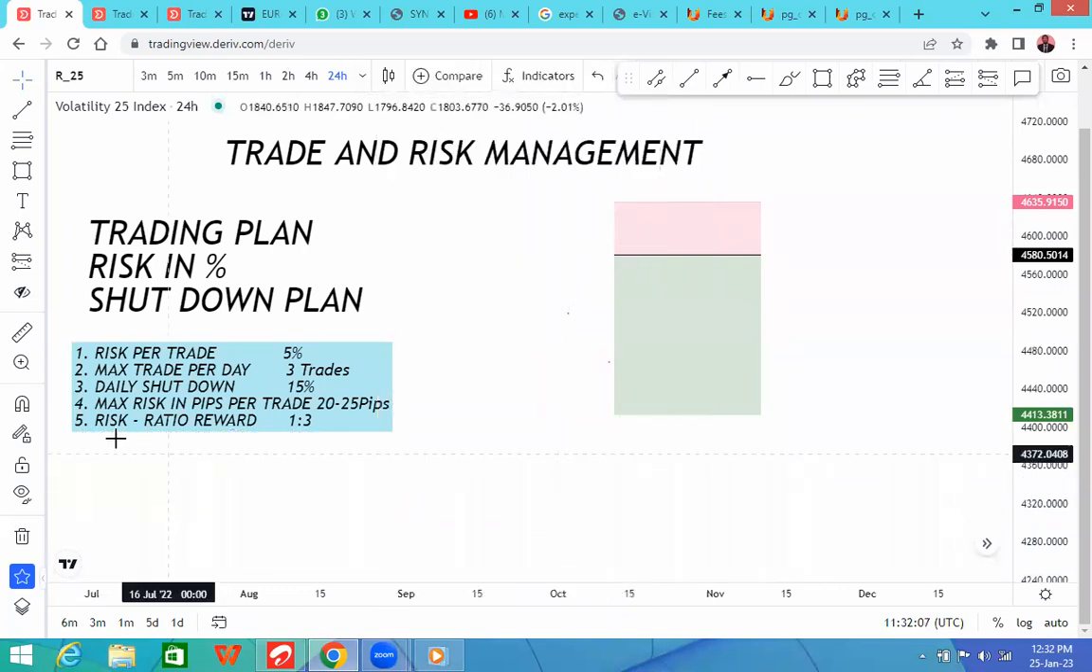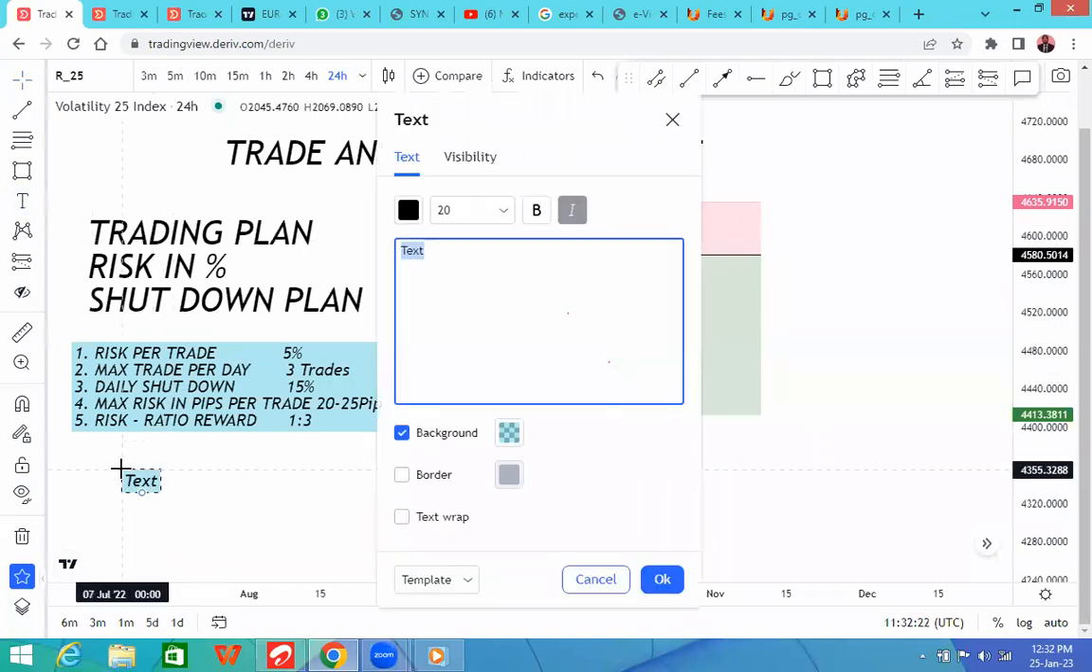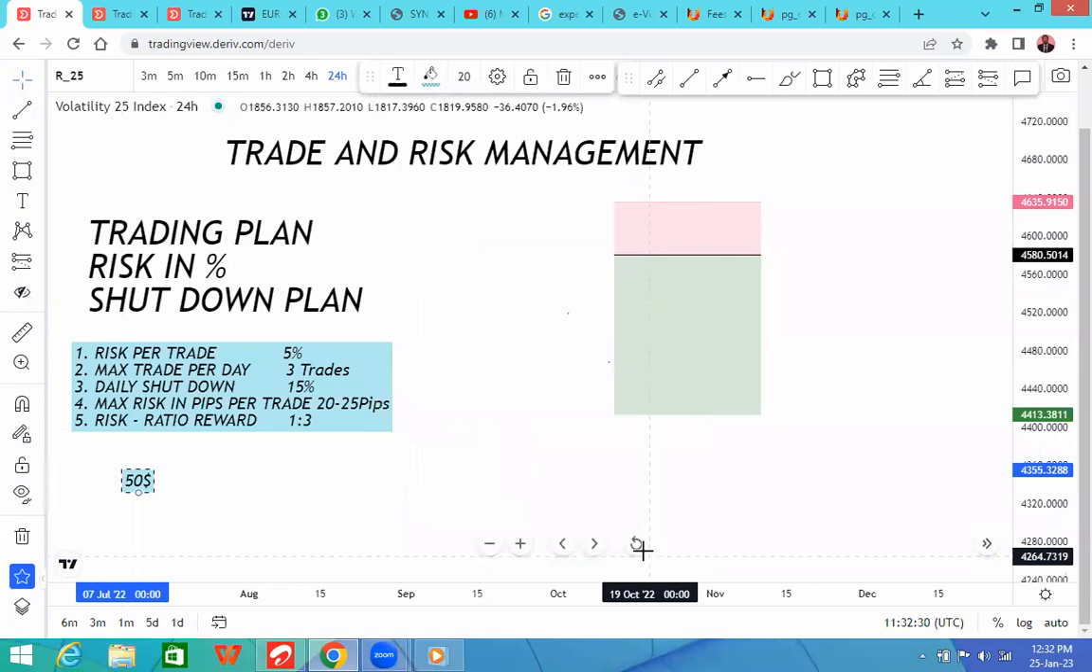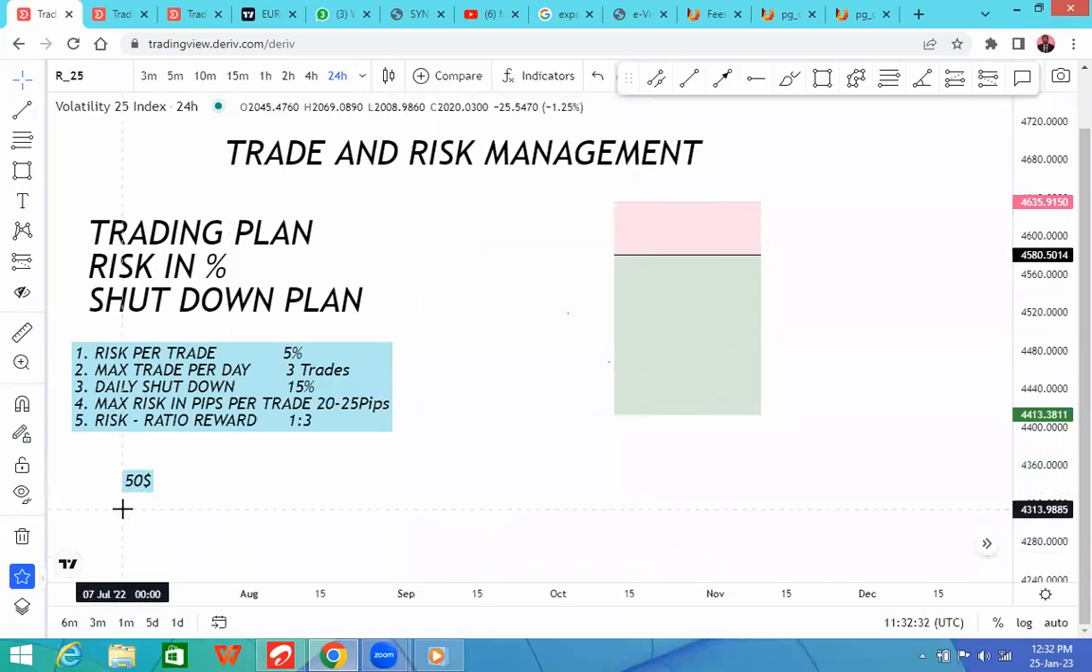I think it's okay like this. Okay. My risk per trade. What's your risk per trade? Don't risk more than 1-5% of your account. Let me say I have a $50 account. That's what I have. You're not supposed to risk more than 5% of this account. So let me pull out my calculator.